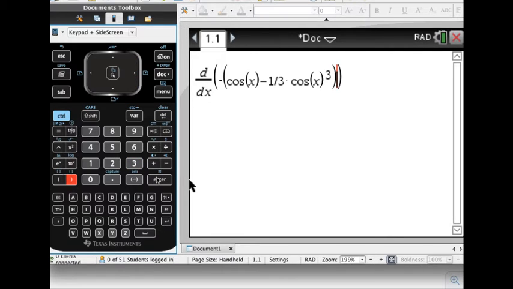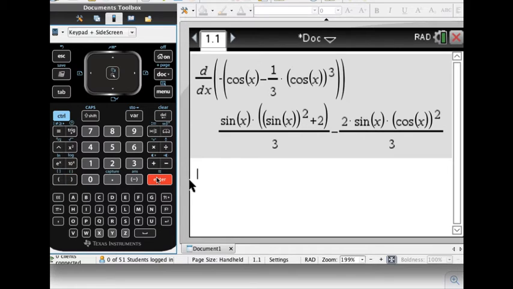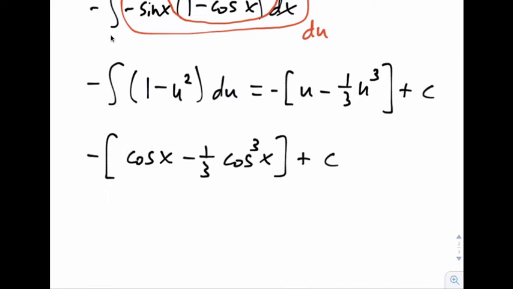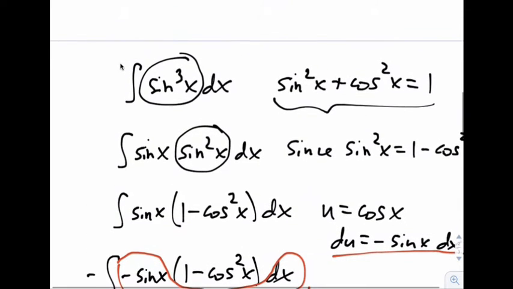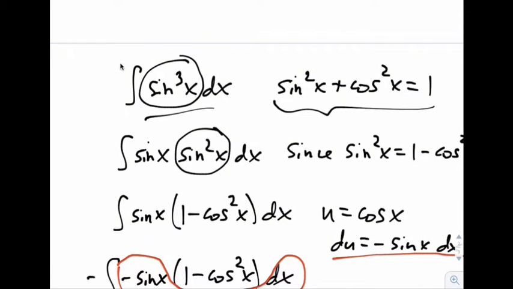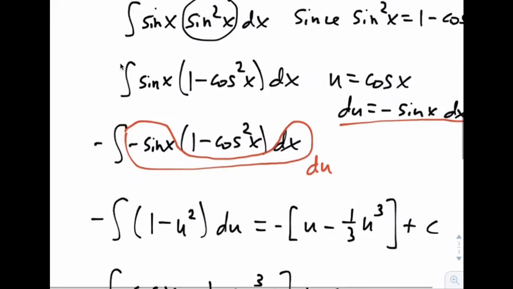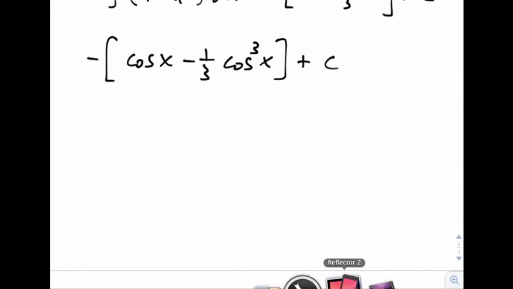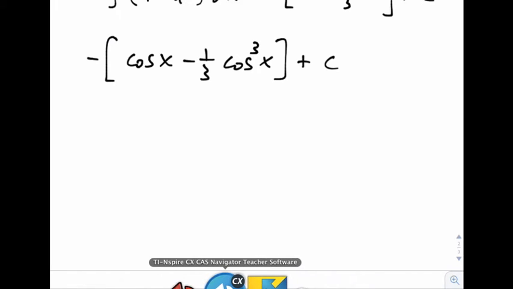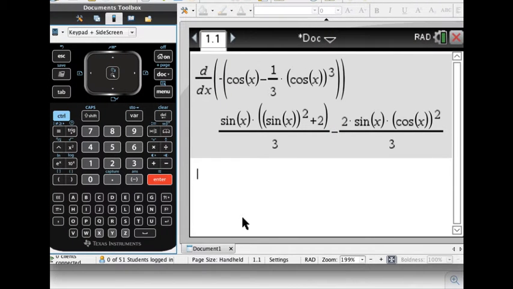Now if all sits well with the world, I should get back my sine cubed. Looks a little bit different, right? Because I really expect to get back to where I started, which is my sine cubed x. So the question is, did we make a mistake, or is it just written in a different form? Well, let's see if we can manipulate this guy to make it look better.